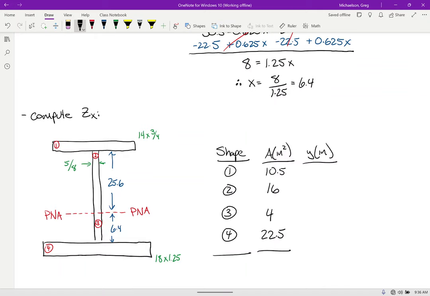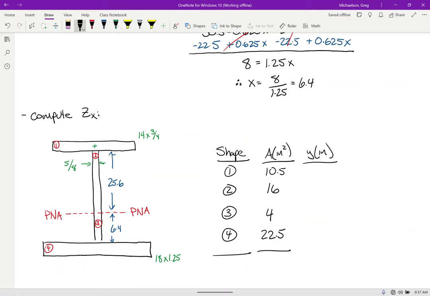Okay. So now let's do the y distances, okay? And so what we're basically saying is that y is the distance from the P and A to the center of each rectangle, or the centroid of each individual shape. So let's just take shape 1, okay? How do I get from the P and A to the center of that? I go from here to here, which is? And then how much do I go? Plus half of 3/4. Yes, so 25.6 plus 3/8 is what?